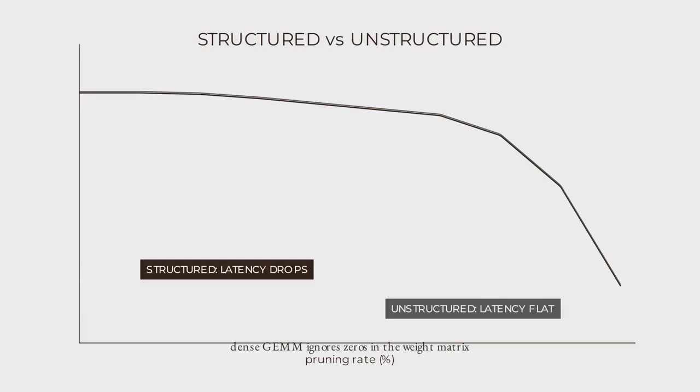The accuracy curves look identical. The latency response is completely different. Embedded frameworks run dense GEMM. Zeros in the weight matrix do not speed it up.